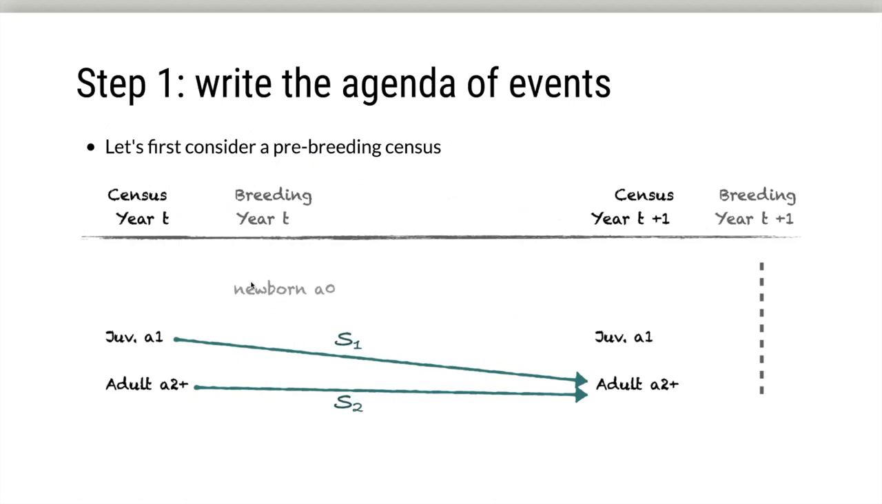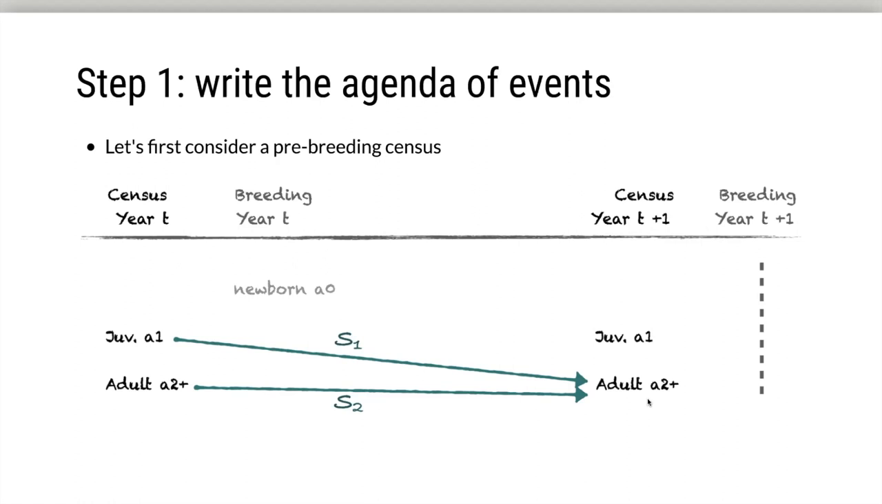We can start by writing the agenda of events. This is just a very decomposed way of doing things to avoid any errors. So census is in May, breeding is in June of the same year. So if we come in May, we do not observe chicks. We just observe juveniles that we can call A1 and adults A2 plus in the population. So at the next census, May year T plus 1, we will observe the juveniles and the adults.